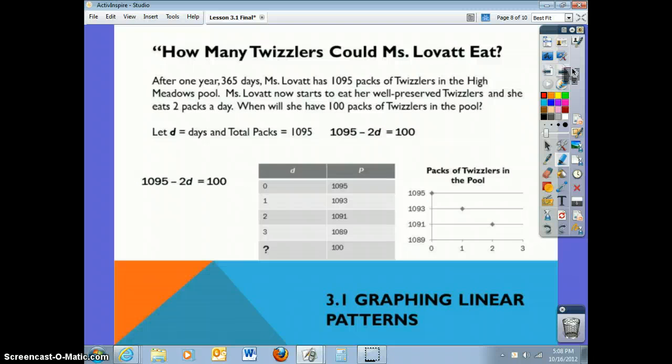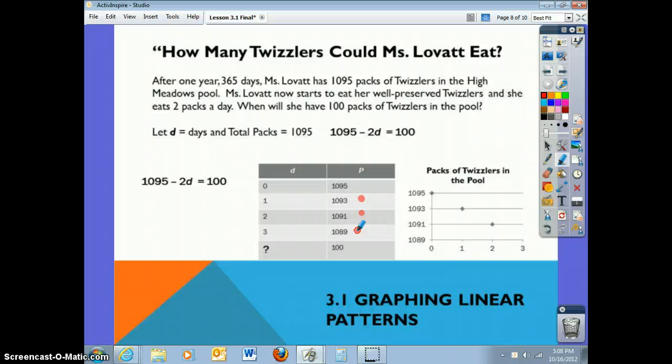Now Miss Lovett said, okay, fine, a year has passed. I have 1,095 packs of Twizzlers in the pool. She says, you know what, I'm going to start eating those Twizzlers. So they've got lots of preservatives in them, and she says, I'm going to pull 2 packages of these Twizzlers out. Like on a Monday, she goes out and eats 2 packages of her Twizzlers, and she's down to 1,093 packets. On Tuesday, she does it again, and she's down to 1,091 packages. Then Wednesday, she's down to 1,089.